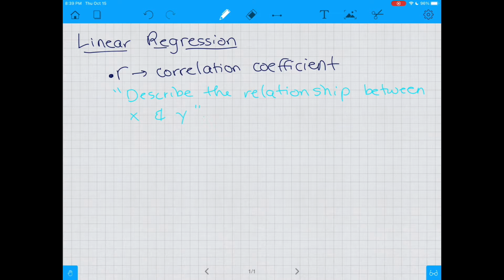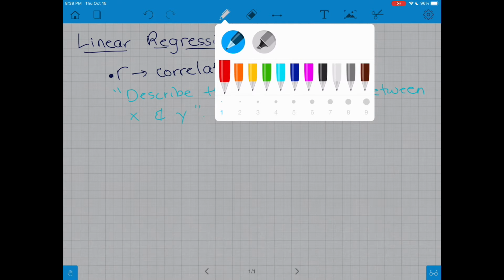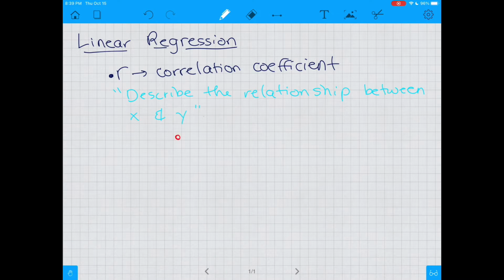my relationship. And when you see that question, we're thinking of three things. Not really another acronym, but three things that we need to talk about: strength, form, and direction. Those are the three main things that I want to make sure that I talk about.